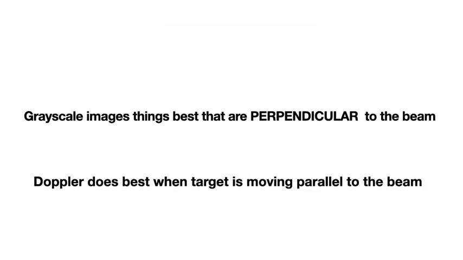Now, in general, just remember grayscale images, in your 2D echo, the images that show up best are those that are perpendicular to the beam. The ones that aren't perpendicular to the beam, they kind of glance off and get reflected and don't come back. But things that are perpendicular to the beam show up the best and brightest. Doppler's kind of the opposite, which is Doppler does best when the target is moving parallel to the beam.